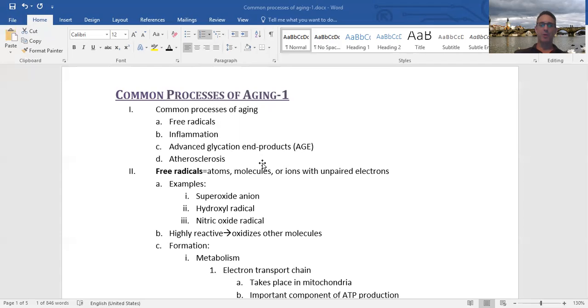Finally, for this particular lecture, cigarette smoking. And even though this is listed under a common process of aging, certainly not everyone smokes, so it may not be common to everybody. But I've listed it here because it is involved with these processes and it's a lifestyle factor. So somebody bringing it in contributes to their own aging process.